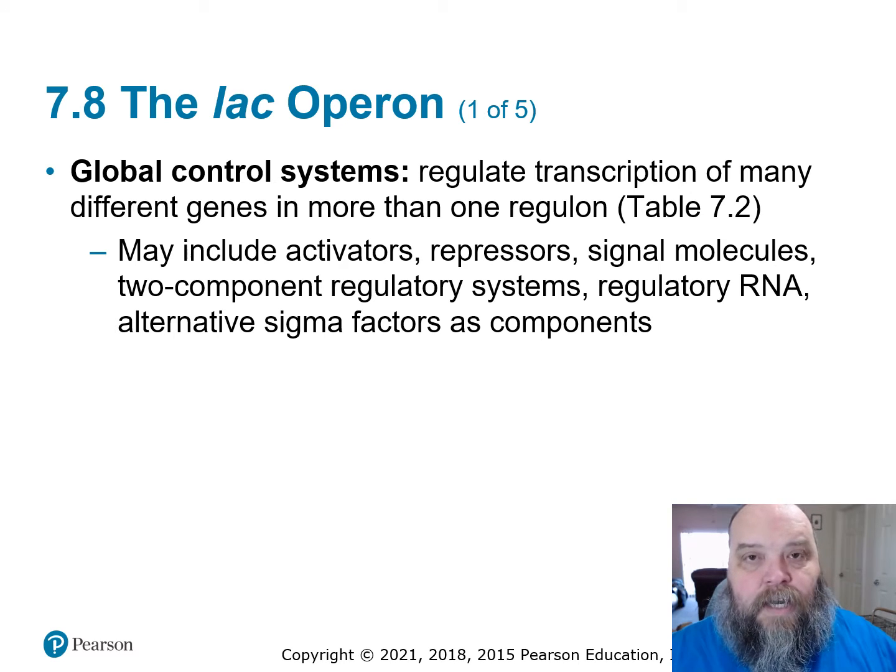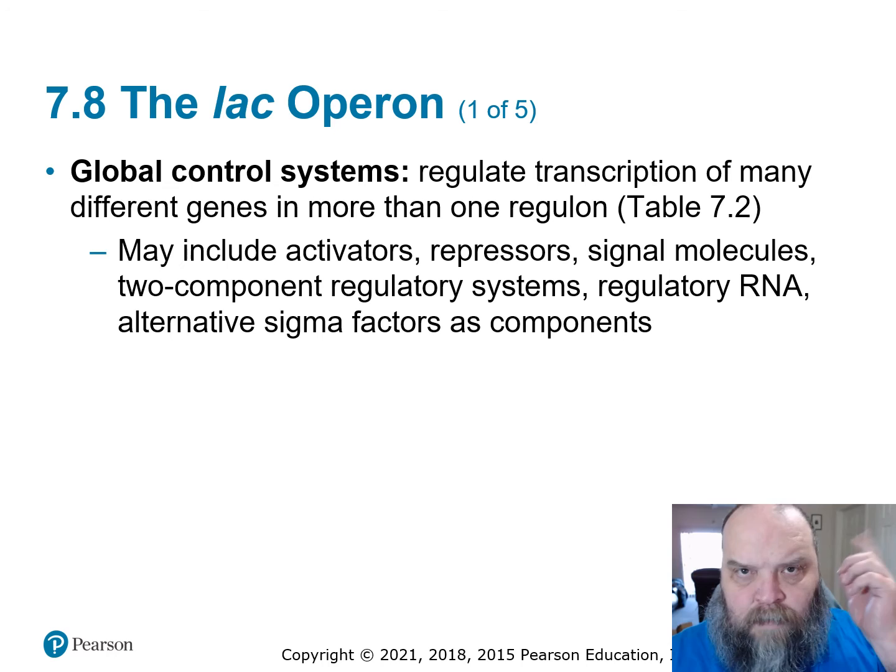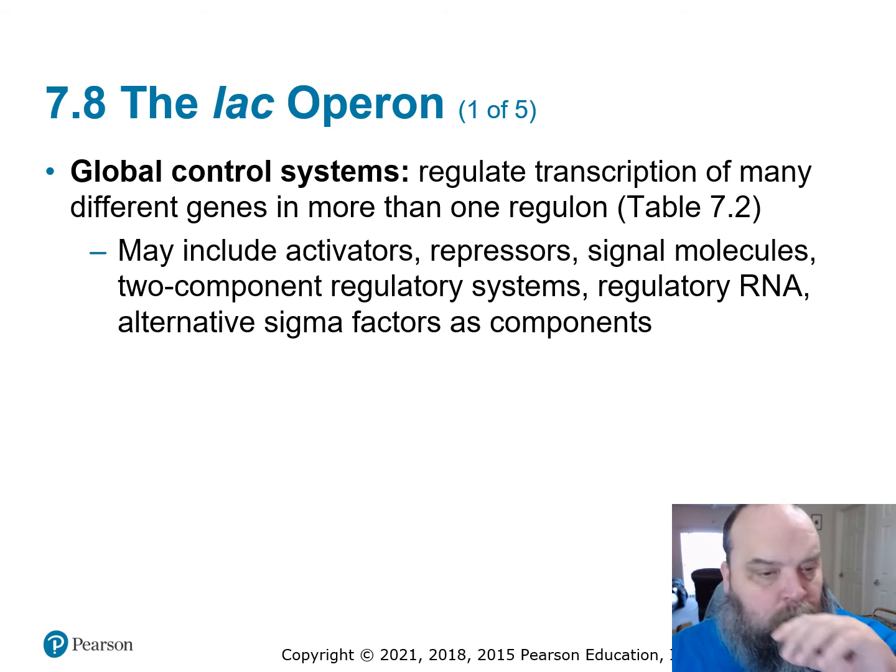Chapter 7, Section 8, the Lac Operon. Over this section and the next couple of sections, we're going to be talking about what are referred to as global control systems. This is a system that we've touched on in previous sections in this chapter that regulates a collection of genes, either as an operon or as a regulon.